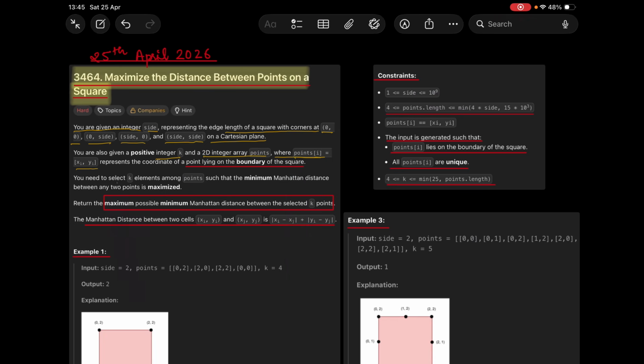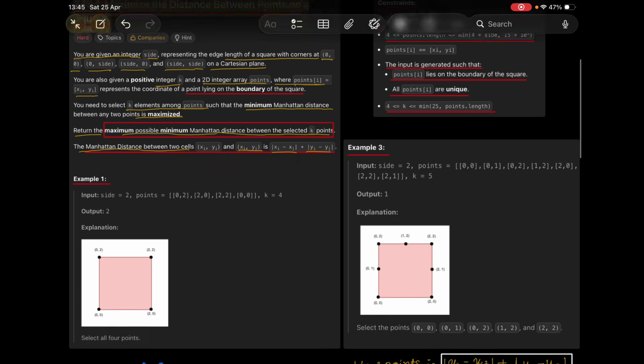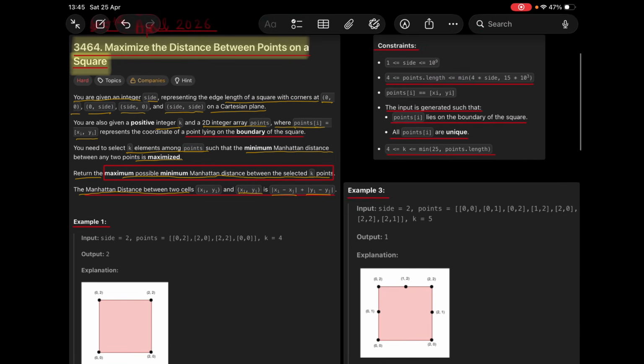You need to select k elements among points such that the minimum Manhattan distance between any two points is maximized. Okay, return the maximum possible minimum Manhattan distance between the selected k points. The Manhattan distance between two cells (xi, yi) and (xj, yj) is |xi - xj| + |yi - yj|. Okay, so this is the problem that is given.